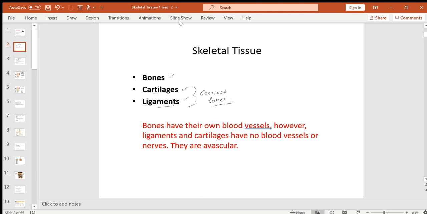Now, the important differences between these structures are, in bones you have blood vessels. So bones are vascular, have blood vessels as well as nerves. So if a fracture occurs in the bone, then you see bleeding and you feel pain. However, cartilages and ligaments are avascular. That means no blood vessels, no nerves.